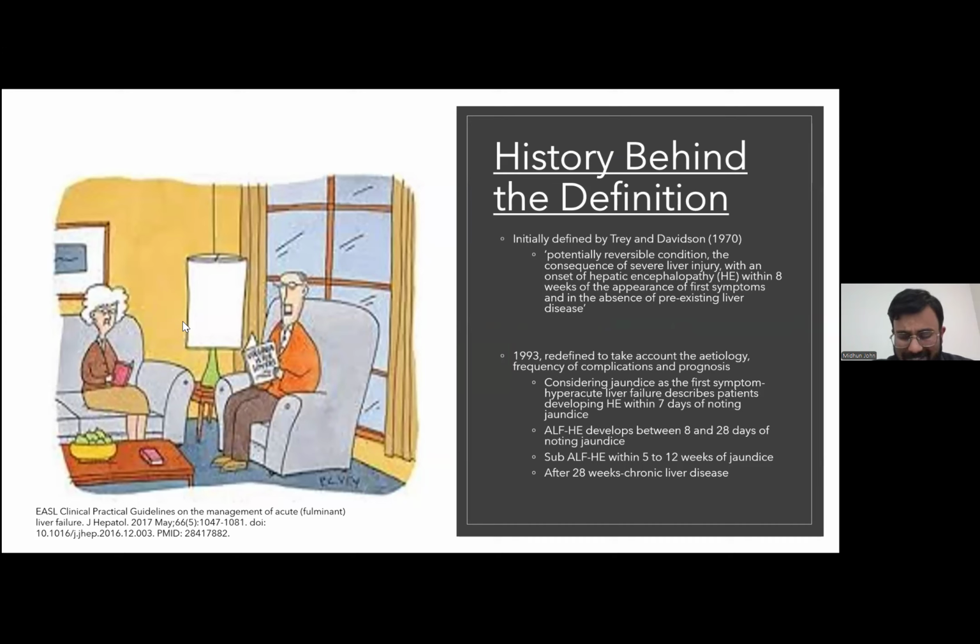In 1970, Trey and Davidson, as quoted over there, defined acute liver failure as a potentially reversible condition, the consequence of severe liver injury with an onset of hepatic encephalopathy within 8 weeks of the appearance of first symptoms and in the absence of pre-existing liver disease. So note that it mentioned first symptoms and the absence of pre-existing liver disease.